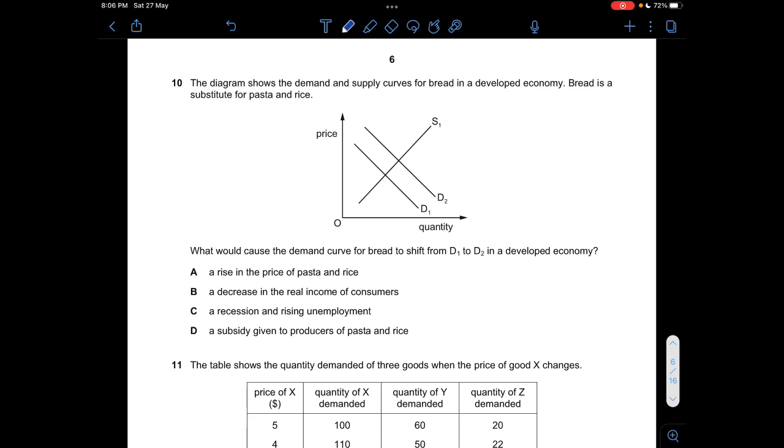Question 10, the diagram shows the demand and supply curves for bread in a developed economy. Bread is a substitute for pasta and rice. And what will cause the demand curve for bread to shift from D1 to D2 in an economy?